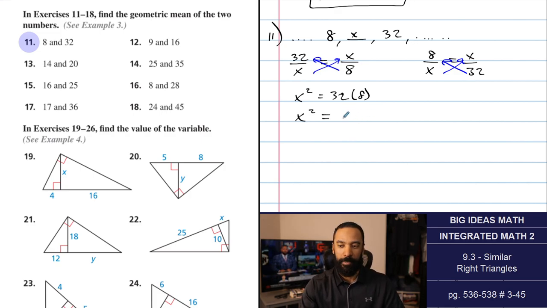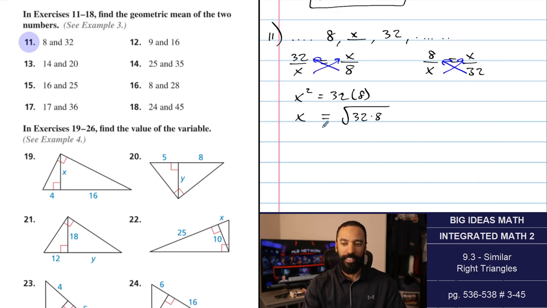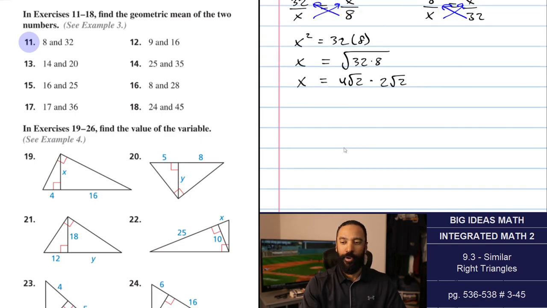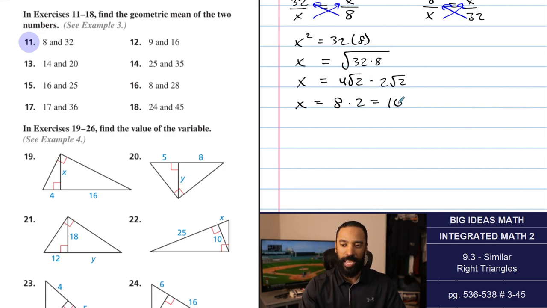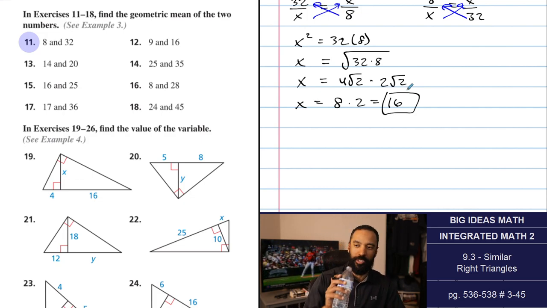It's actually better if I leave them separate. So x is the square root of 32 times 8. The reason why it's better that I leave them separate here is because I think I can better break this thing up in a way that'll help me. Like 32 can be broken up into 16 times 2, so it can be 4 root 2. And 8 can be broken up into 4 times 2, so that's 2 root 2. And 4 root 2 times 2 root 2: 4 times 2 is 8, root 2 times root 2 is 2, and 8 times 2 is 16. 32 times 8 was a perfect square. I didn't know that, but now I do. Must have been 256.